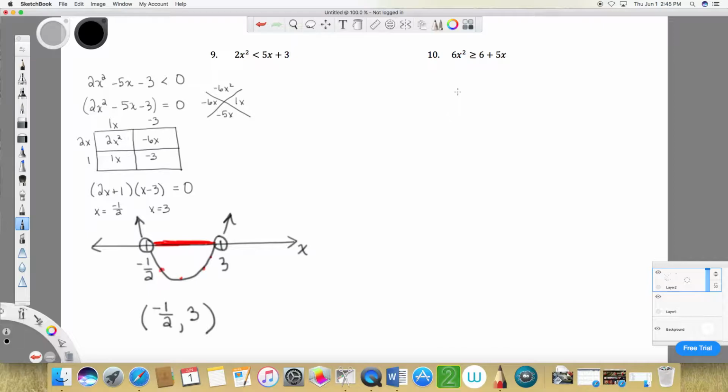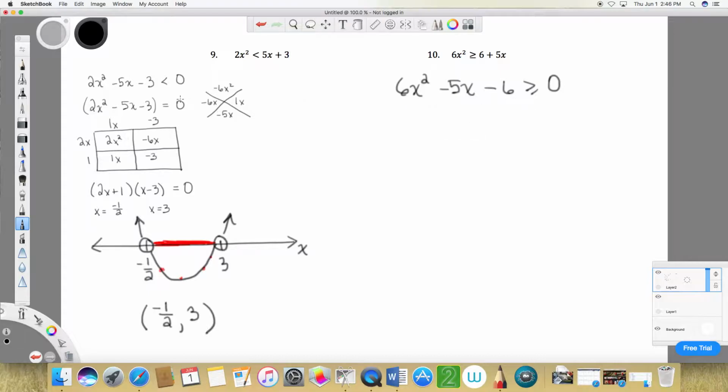Let's take a look at number 10. Let's get this in standard form. We've got 6x squared. I'm going to move these other two terms to the other side. I'm going to subtract 5x from each side, and subtract 6 from each side. And I have 6x squared minus 5x minus 6 is greater than or equal to 0.